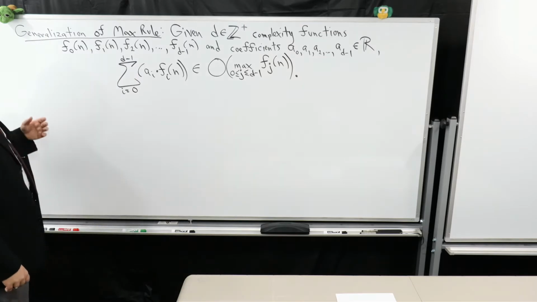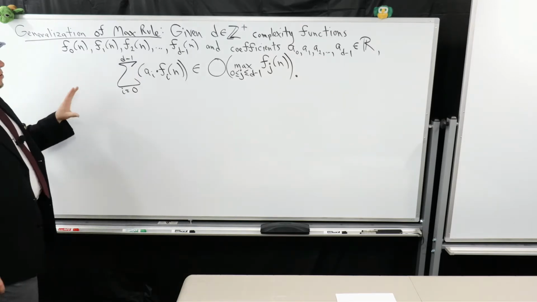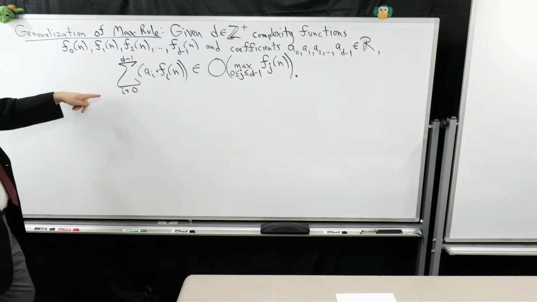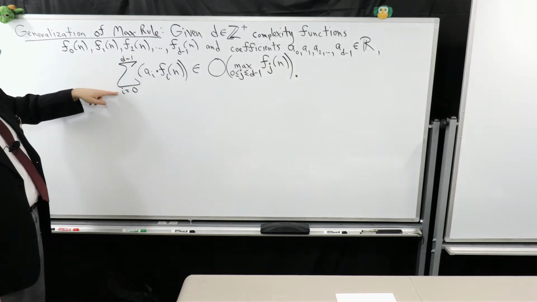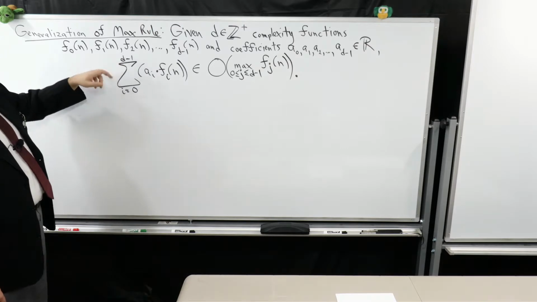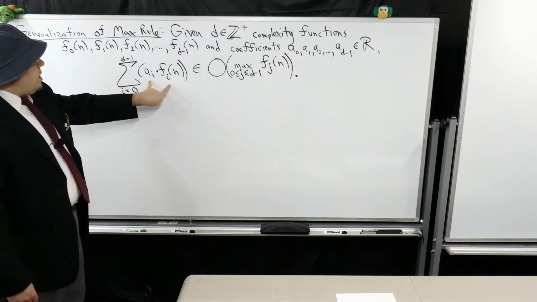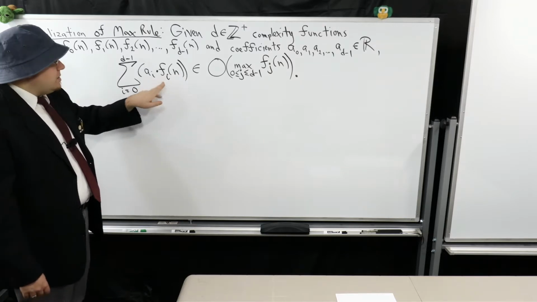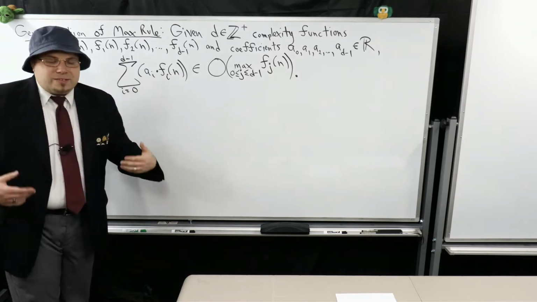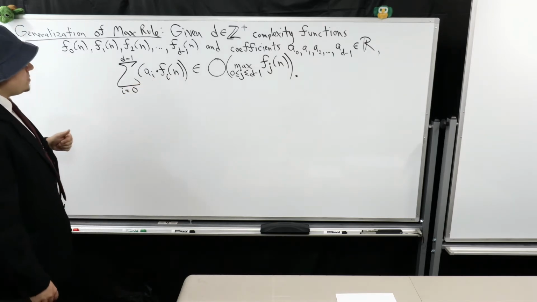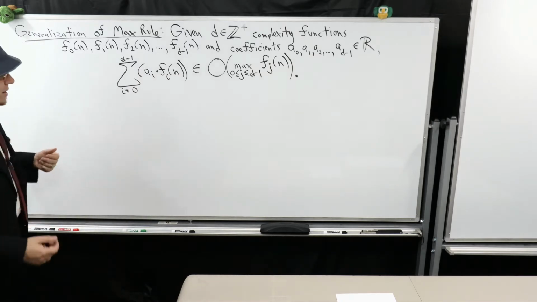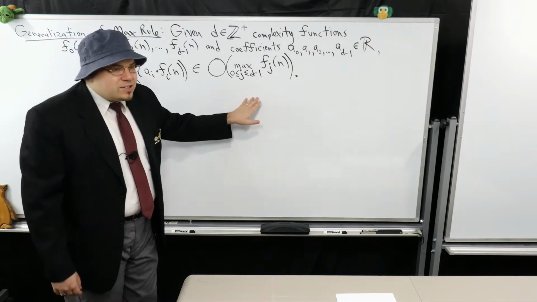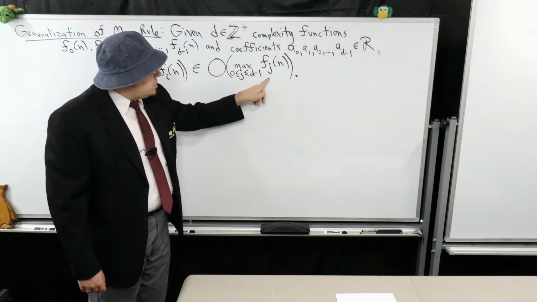And what I want to do is consider the following statement, and this is what we're going to be trying to prove. So we're going to try proving that the sum from i equals 0 to d minus 1 of the product of each one of these coefficients with the corresponding function, so f sub i of n, is in fact big O of the maximum among all the functions.